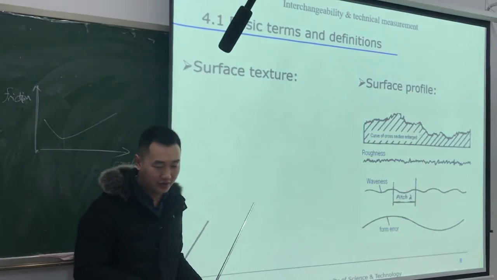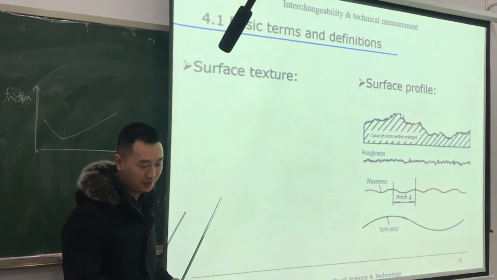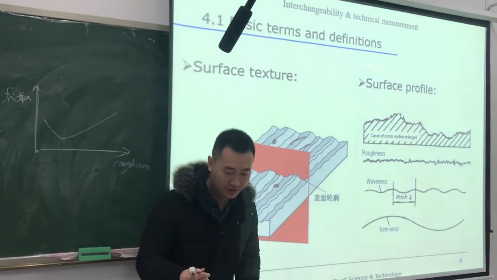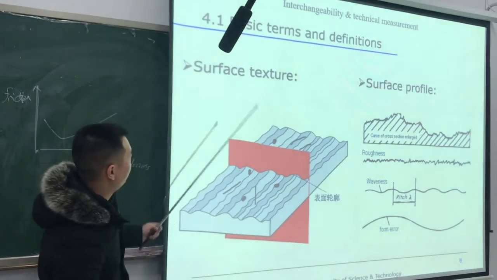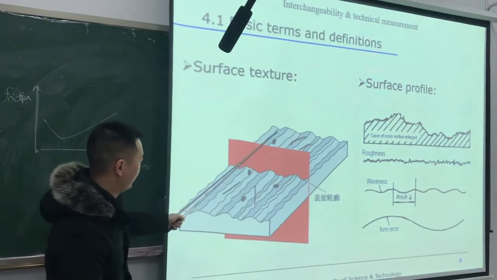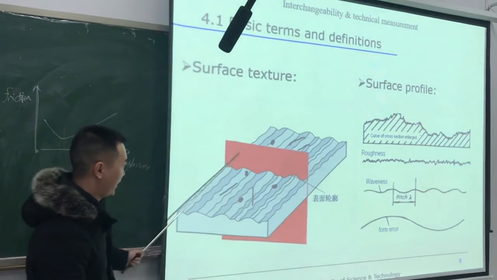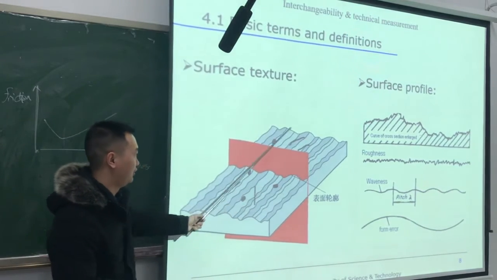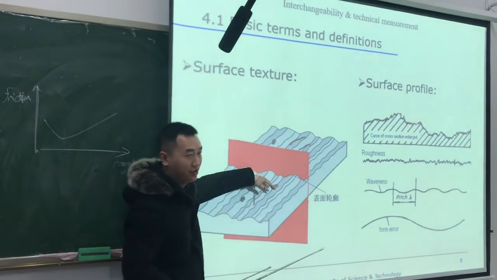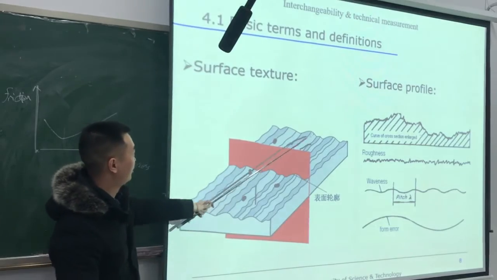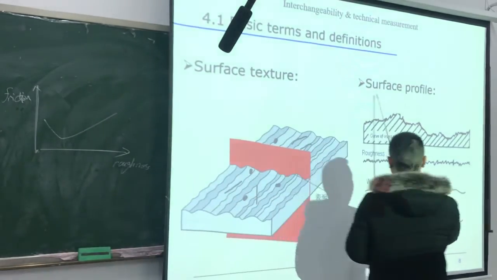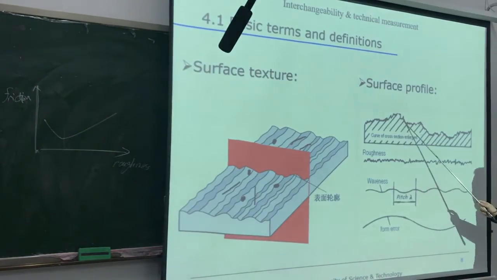So now let's learn the terms and definitions of surface roughness. First, when we try to get the surface roughness, we first get the surface texture. The original is the surface texture. Then we use a plane to cut the surface. Then we can get the surface profile. This is the surface profile.